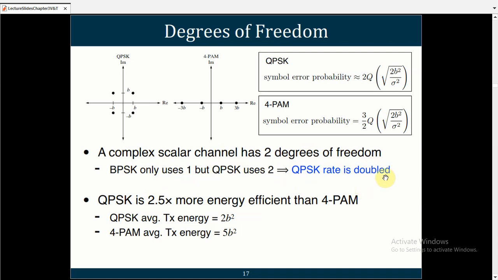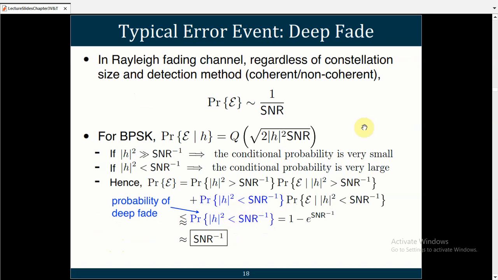QPSK is even more energy efficient than 4 PAM, approximately 2.5 times more energy efficient than 4 PAM. QPSK average transmit energy is given by 2B square, and for 4 PAM the average transmit energy is equal to 5B square. Now we talk about the typical error event.